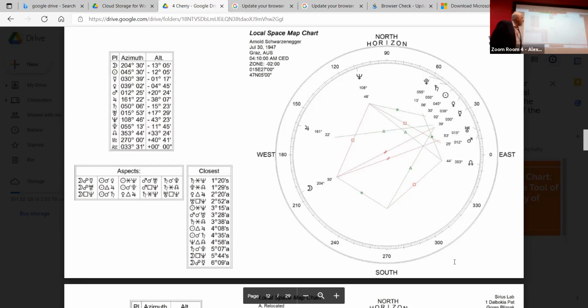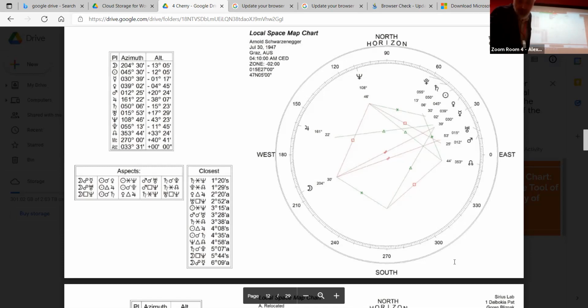And here are the most important aspects. And I will tell you soon that the most fascinating feature of local space chart is that aspects are transformed in it. When you move from space to space, aspects change. And you will see in a moment how this happens. Just notice that the most precise aspect in the local space chart created for the place of birth is Saturn sextile Neptune. Not a very exciting aspect, to be honest.